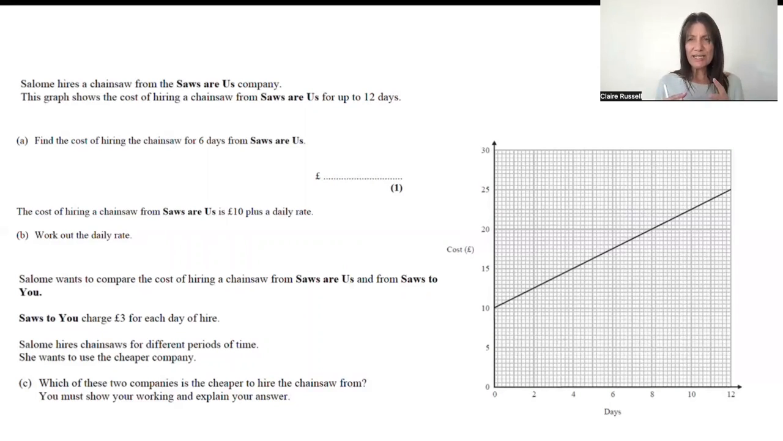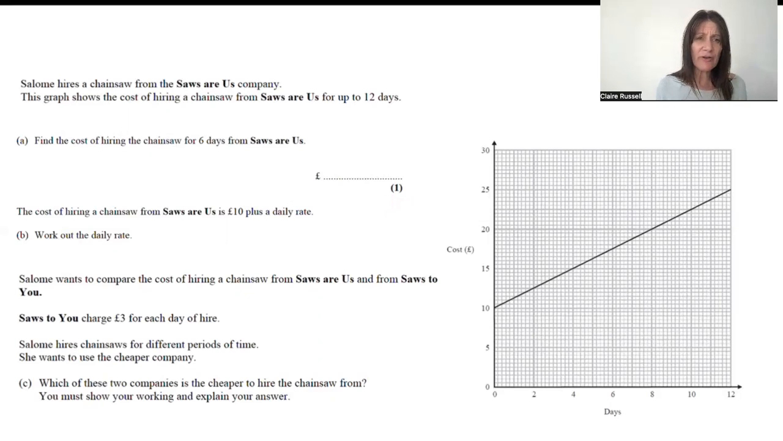Okay, so really, really important that you just take a question like this step by step. So the first question, if you take in that it's a 1-mark question, that should tell you it's not likely to be the most complicated. It should be fairly straightforward if it's 1 mark, because there's no working out. So it really is just reading the graph.